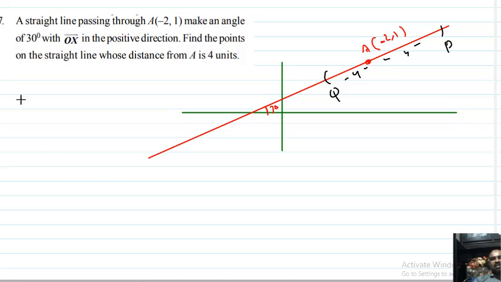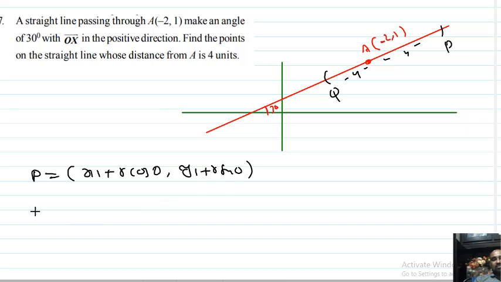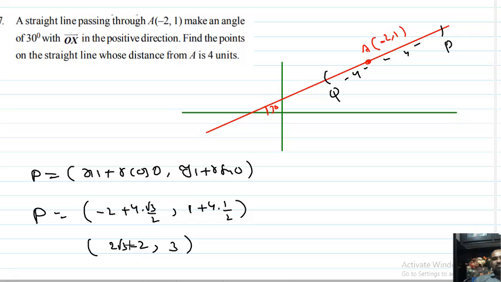Okay, directly I want to write, because several times I explained the method. P equals what? P equals (x1 plus r cos theta, y1 plus r sin theta). So x1 means minus 2, r means 4, theta means 30 degrees, cos 30 degrees is root 3 by 2, comma y1 means 1 plus r means 4, sin theta means 1 by 2. So what happened here? 2 ones are 2, 2 twos are 2 root 3 minus 2, comma here 3. This is one of the points.